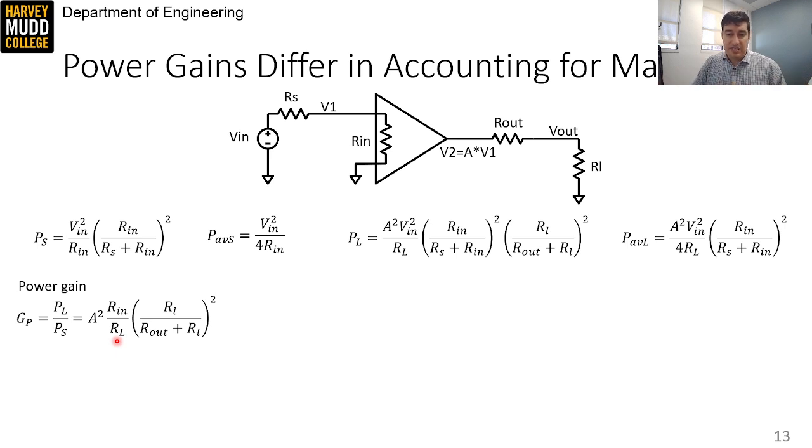And the expression for this is easy to find by comparing the PL and PS expressions and looking at terms that knock out. The V in squared terms cancel, Rn and RL become a ratio, and the RS to Rn divider cancels from both equations. So this term is here in PS and here in PL.